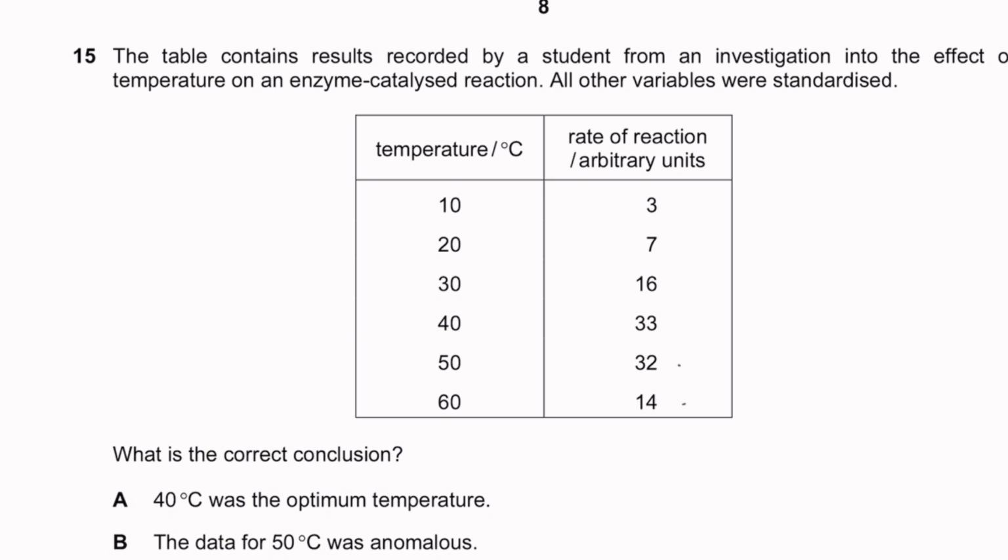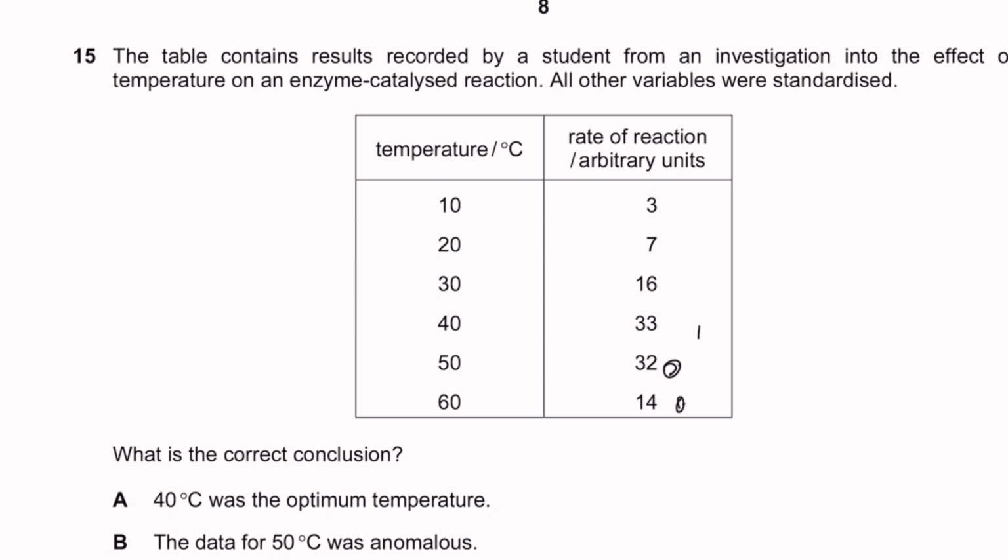Okay, the table contains results recorded by a student from an investigation into the effect of temperature on an enzyme catalyzed reaction. All other variables were standardized. What's the correct conclusion? 40 degrees Celsius was the optimum temperature. Okay, let's look at the temperatures. As temperature increases, the rate of reaction increases all the way until 50 degrees Celsius, where it starts to decrease from here on.